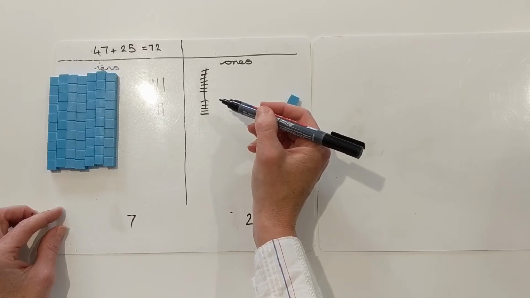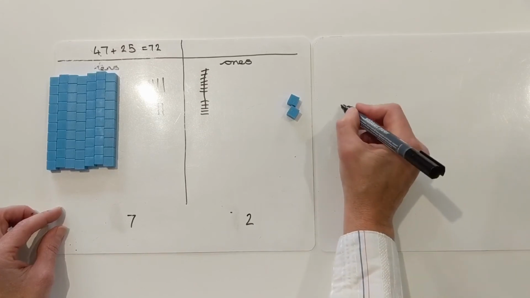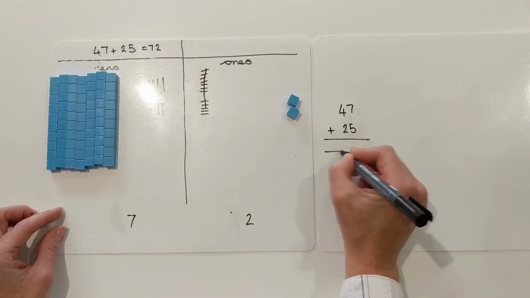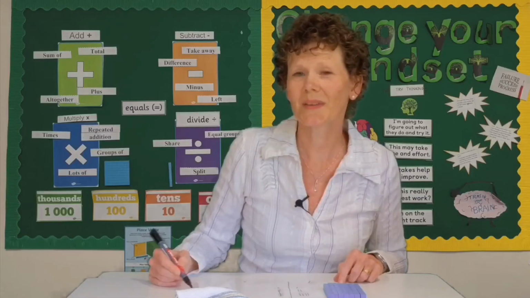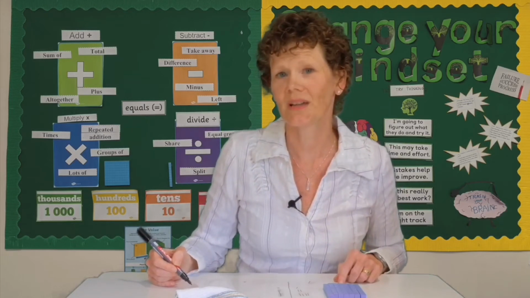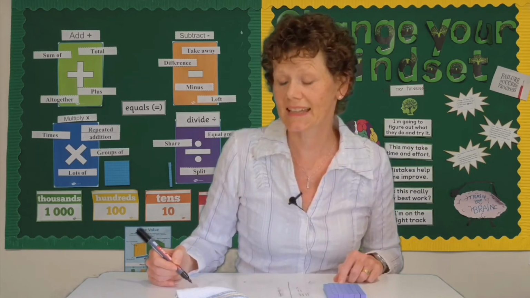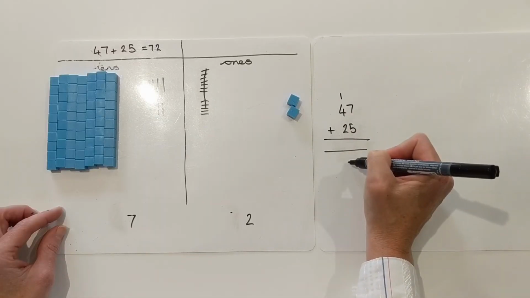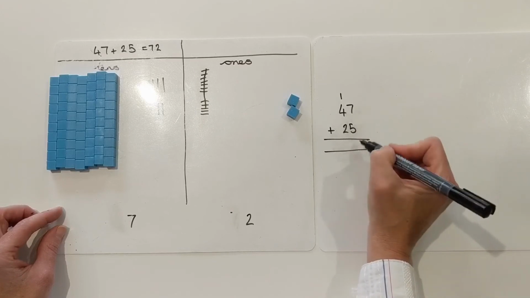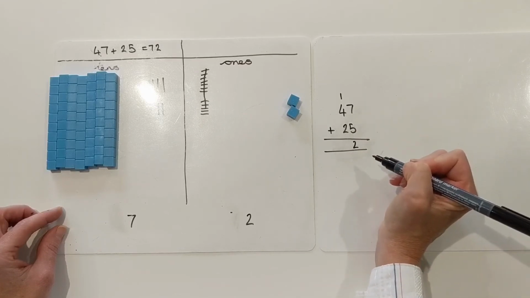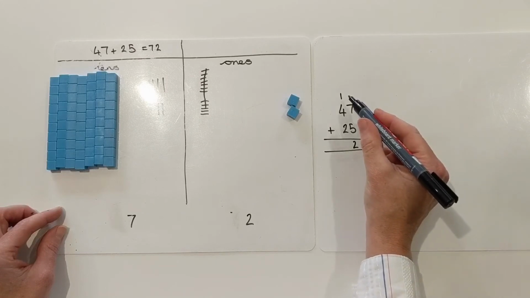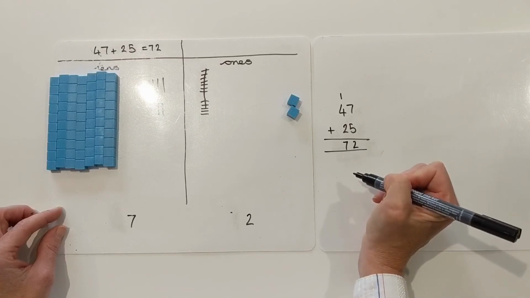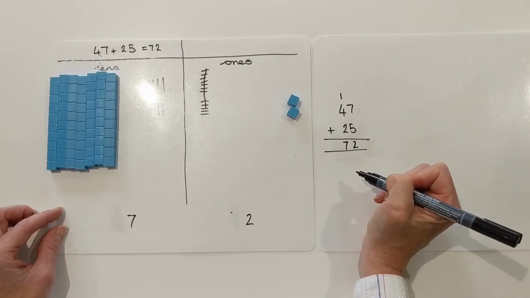If we finally just have a quick look at the formal method, we have 47 add 25. 7 add 5 is 12. By the time we get to this, we're hoping that the children would know that 12 can be partitioned into a 10 and a 2. My 10 is going to go up here. If you put it down here, sometimes it gets forgotten about, so put it up here. That leaves us with our 2 in our ones column. Now this 10 could be added onto our tens, so we've got 1 add 4 is 5, add 2 is 7. 7 in our tens column, so we've got 7 tens, 2 ones, our number is 72.